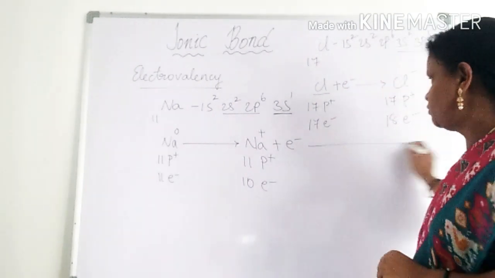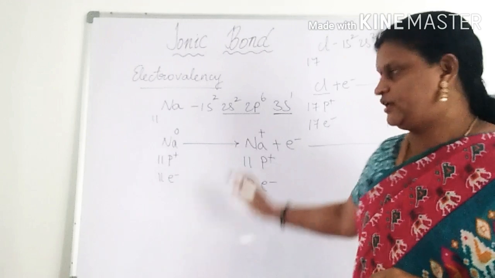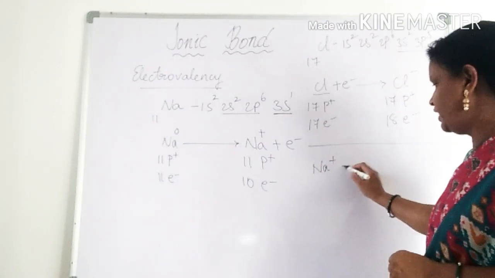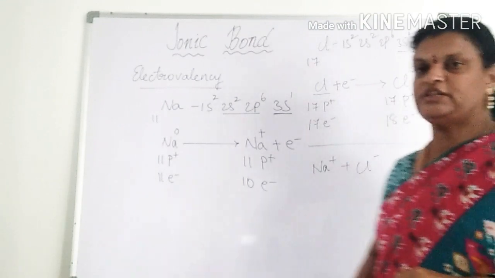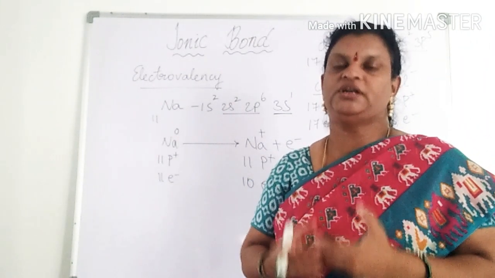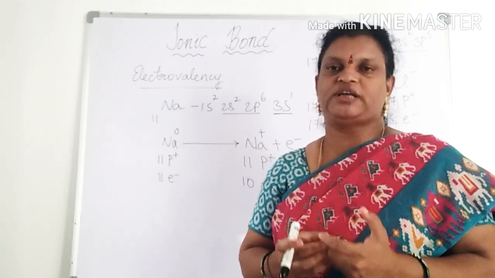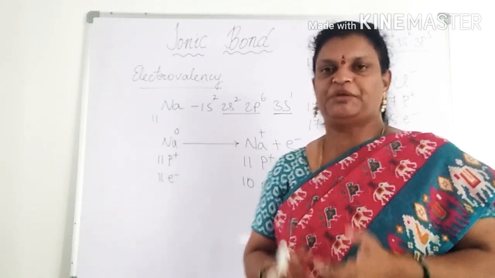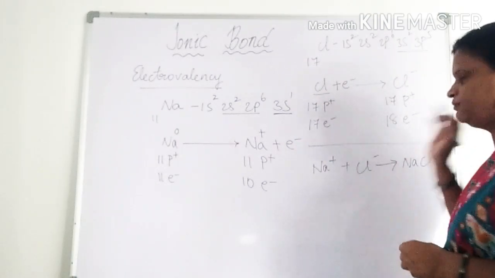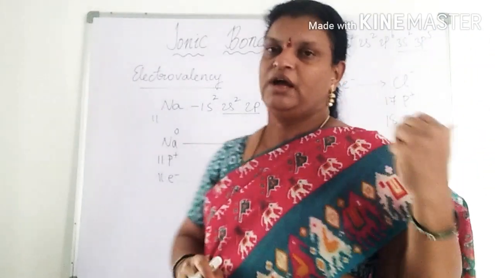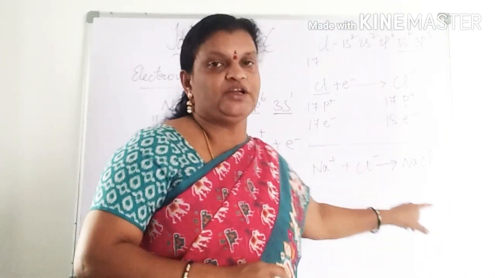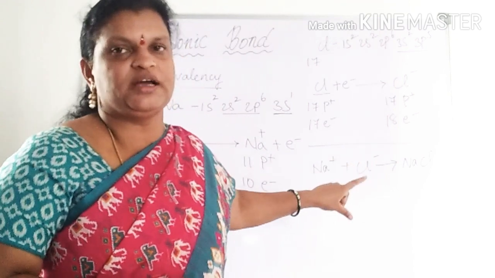Now the ions that are formed are the sodium ion, Na plus, and the chloride ion, Cl minus. As they have opposite charges, they attract each other with strong electrostatic forces of attraction. Because of that, a bond is formed between sodium and chlorine. That is nothing but an ionic bond, because this bond is formed between ions.